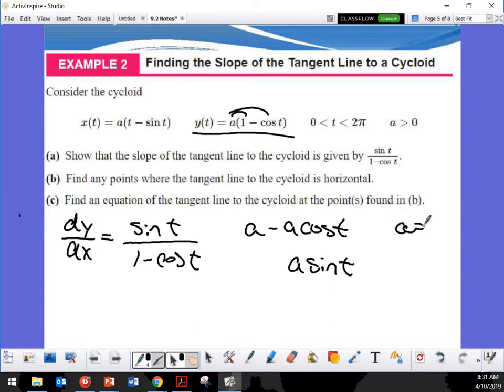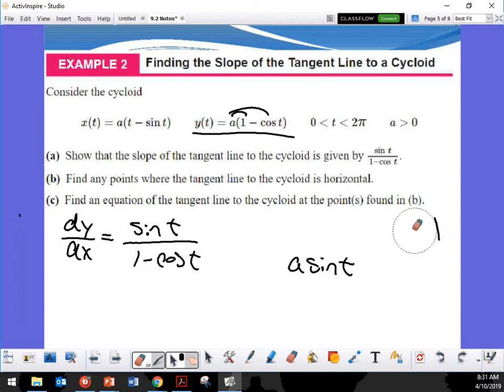A is greater than 0. So A is 1. Because I needed it here, right? A's going to need to be 1. I'm going to need it down here also. Does that make sense? Because I'm just proving that this is going to be the derivative when A is 1.